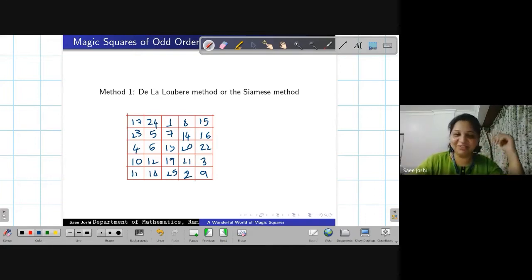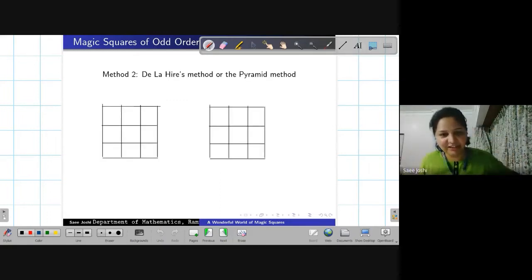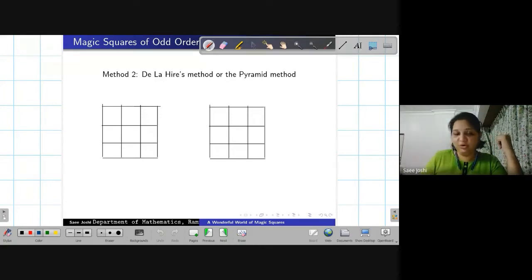There is one more method which is even more interesting than this, and it is very easy in fact. So you look at this second method. This is called the de la Hire method, or the pyramid method. The name is suggesting it. What you do is, you make every side of this square into a pyramid shape.